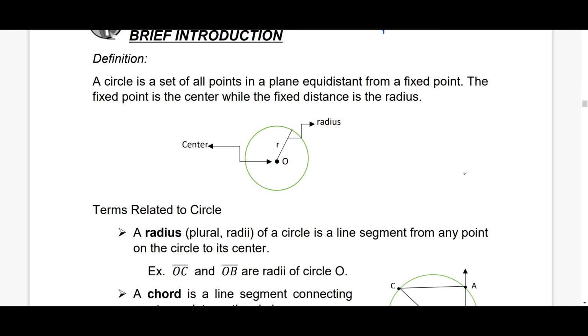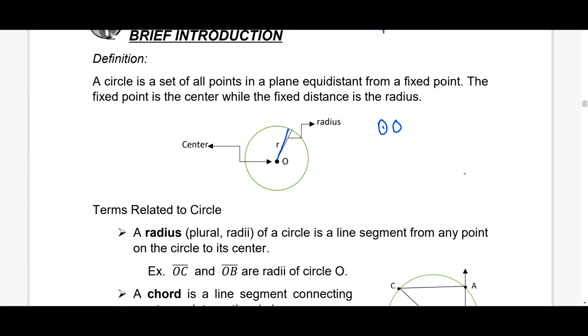This one is the circle. A circle is a set of all points in a plane equidistant from a fixed point. So the fixed point is the center while the fixed distance is the radius. Now, as you can see this one, we will name this as circle O. And then this one is your radius.